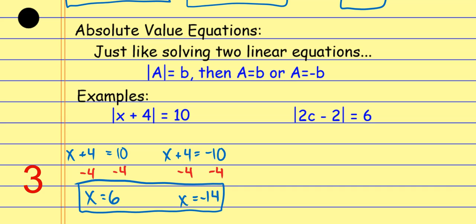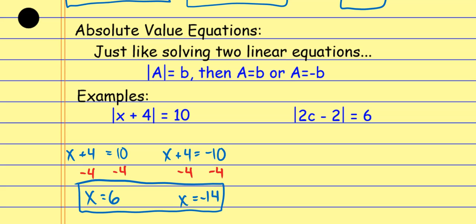If I do 6 plus 4, that's 10. Well, yeah, that's 10 units away, so the absolute value of 10 is 10. If I plug the -14 in, -14 plus 4, well, that's -10. Well, isn't that 10 units away? Yeah, absolute value of -10 is a 10. So it's giving me the two values that give me that distance, okay?